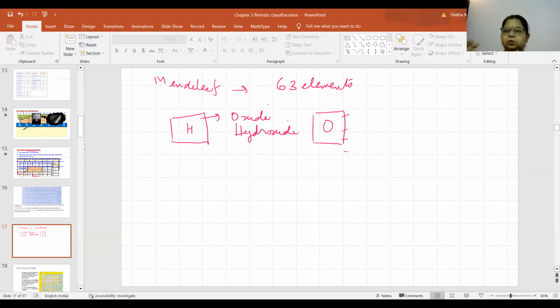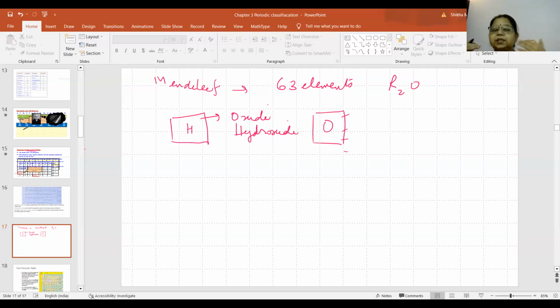So similarly, he said, okay, I will arrange them in such a way that elements with similar properties come after one another. Maybe if the formula of oxide is, let's say, R2O, R can be the symbol of any element. So all the elements having oxide formula R2O were placed one after the other. That is how he made the rough structure of the periodic table, right?